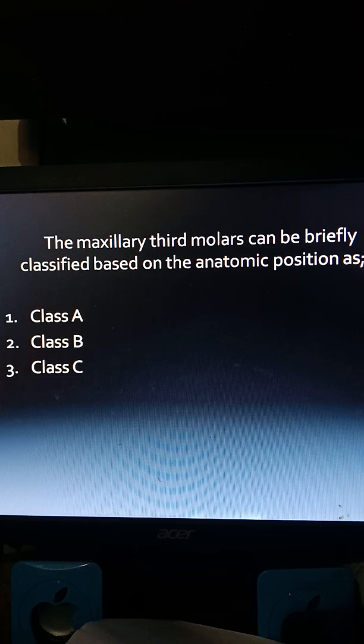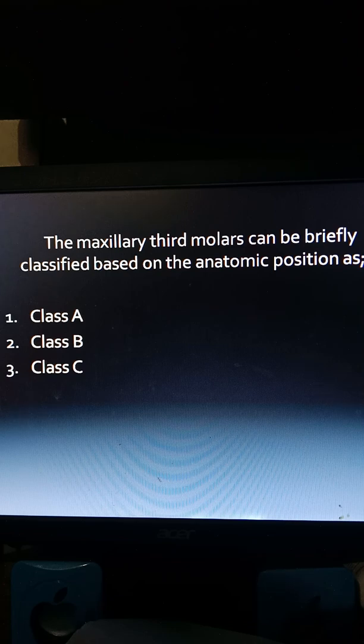Maxillary third molars can be classified based on anatomic position. First, we have class A, where the lowest portion of the crown of the impacted maxillary third molar is in line with the occlusal plane of the maxillary second molar. Then class B, where the lowest portion of the crown is between the occlusal plane and the cervical line of the maxillary second molar. Then class C, where the lowest portion of the crown is at or above the cervical line of the maxillary second molar.